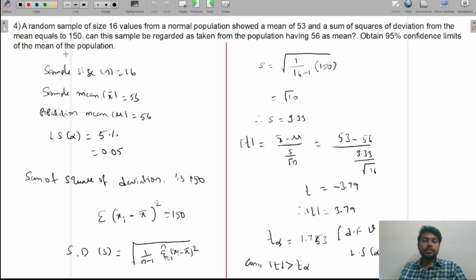in t distribution. Okay, so there are two different types of questions. One question contains all the values in the question itself, and in the second question, instead of the values, observations will be mentioned. Then from the observations we have to get the value of the mean and the value of the standard deviation.